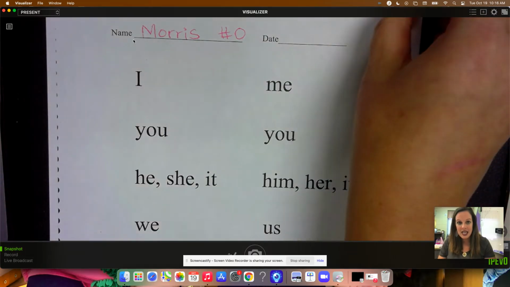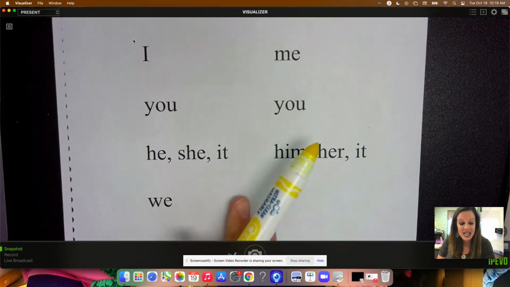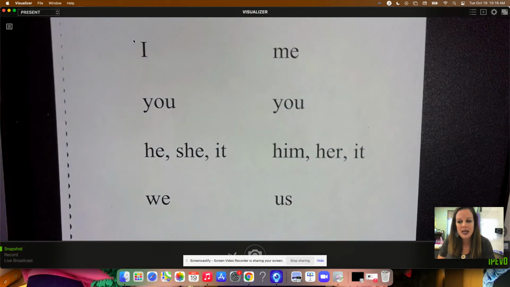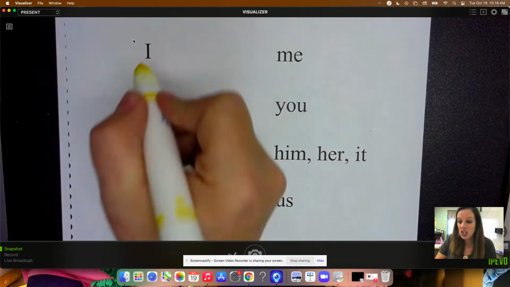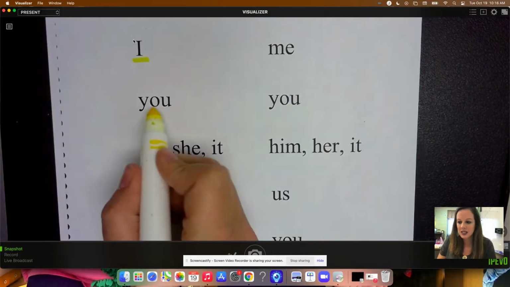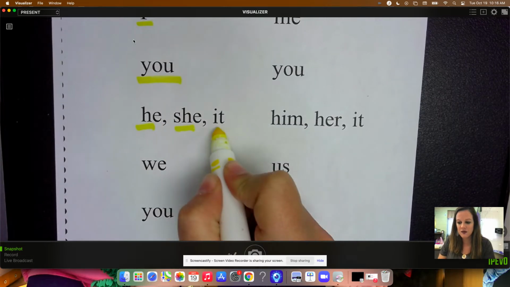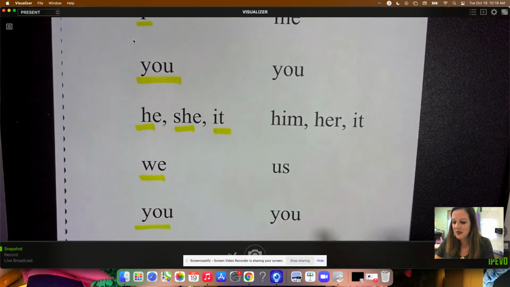Take out your yellow. I want you to read and underline the pronouns in this first column. So I want you to repeat after me. I, you, he, she, it, we, you, they.